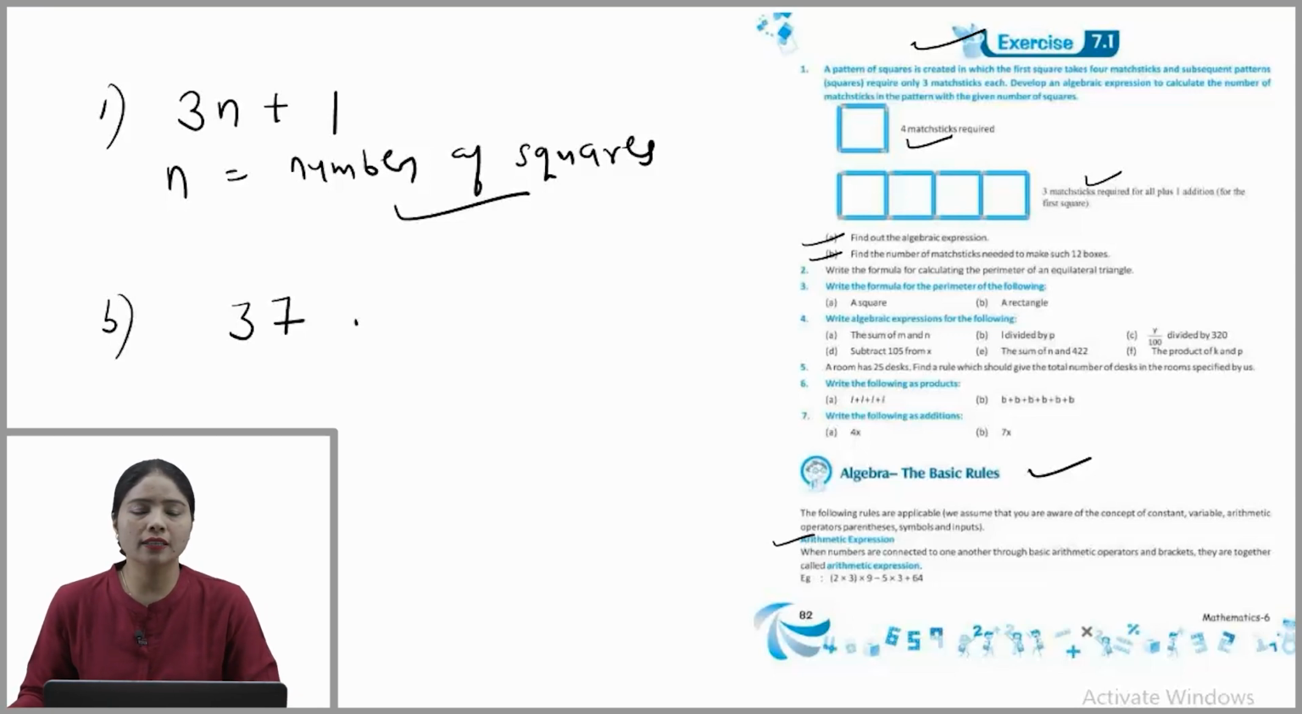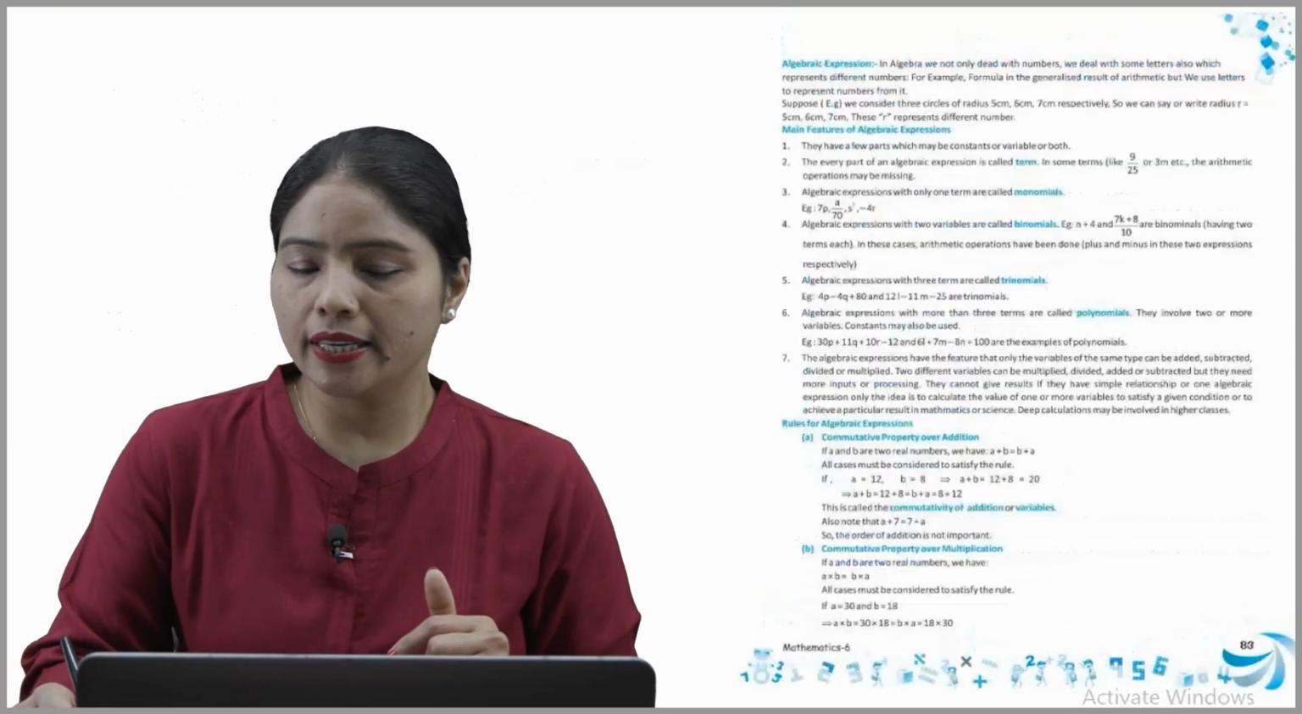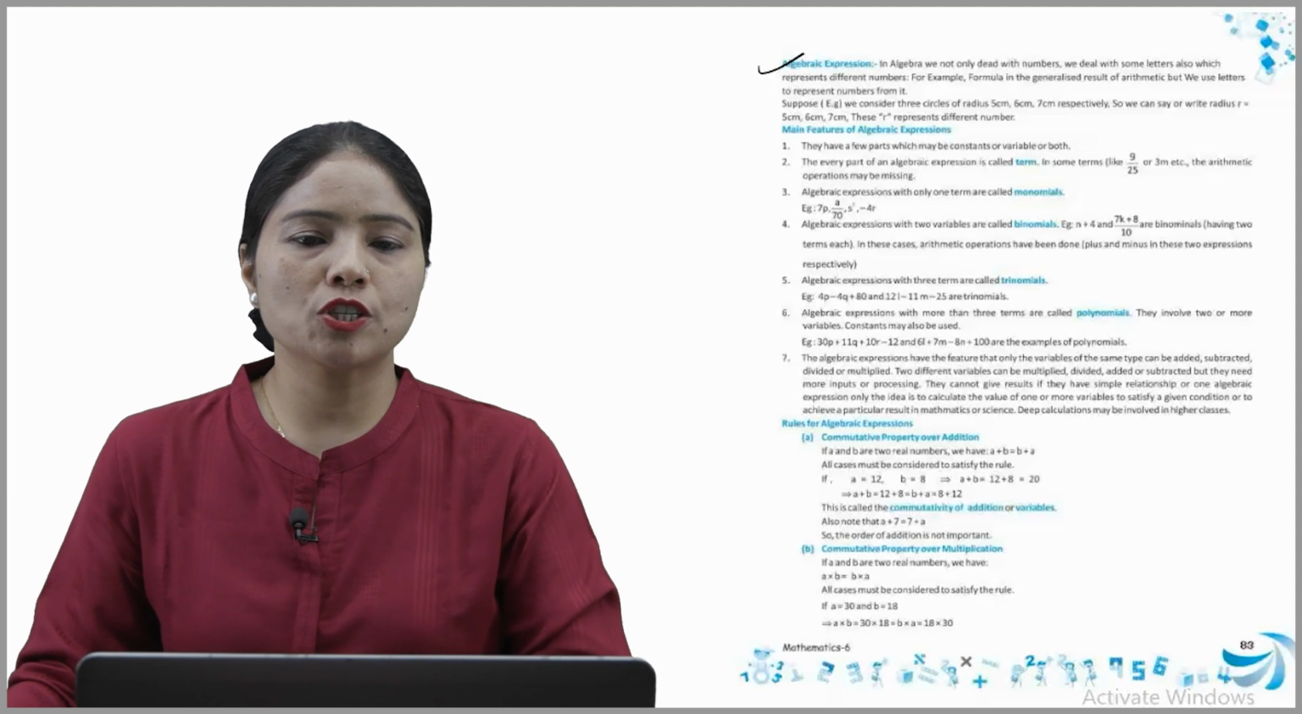When numbers are connected to one another through basic arithmetic operations and brackets, they are together called arithmetic expressions. Example: 2 into 3 into 9 minus 5 into 3 plus 64. Hope you understood well. So now next, here it is given algebraic expressions.